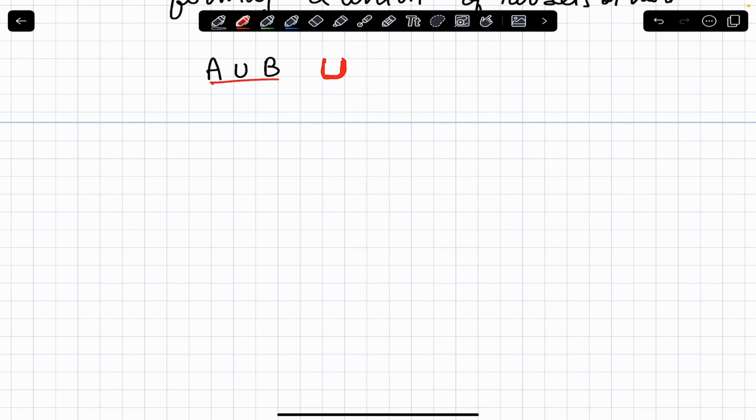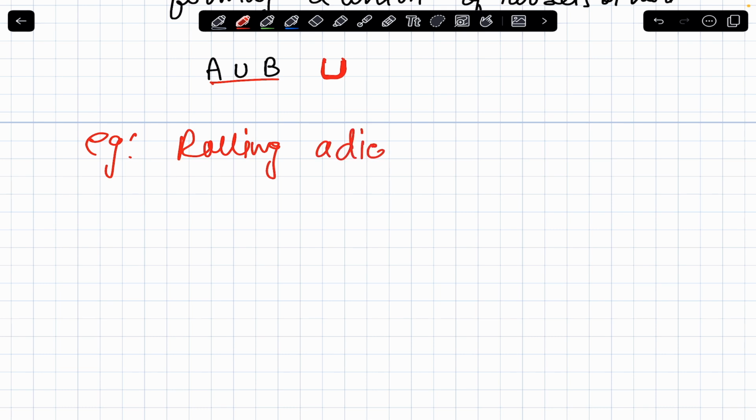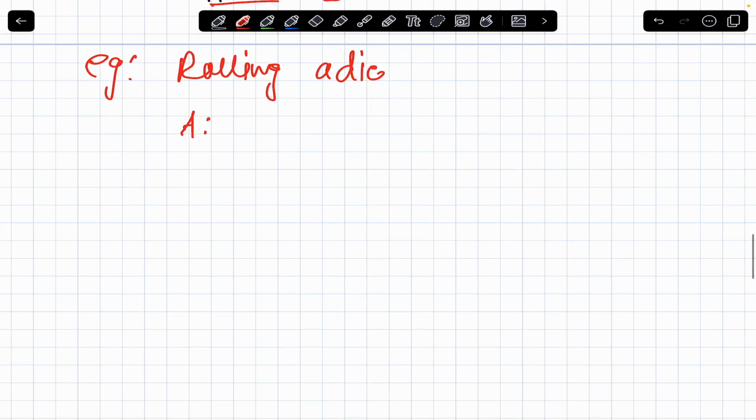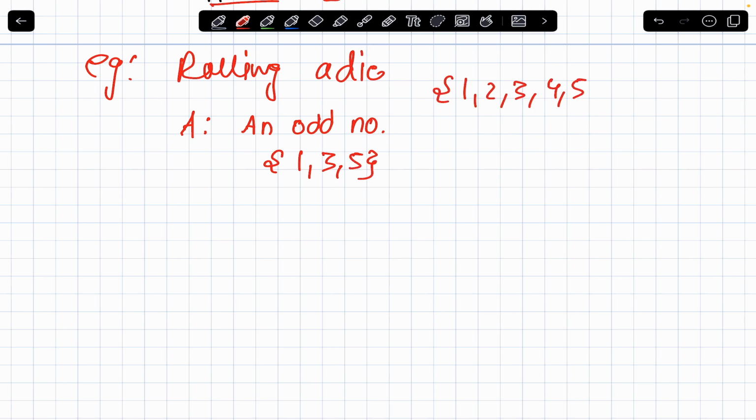Now let's take an example of rolling a die, our favorite. We have an event A which says the outcome will be an odd number. As you know, from the set 1 2 3 4 5 6, we have only three odd numbers: 1, 3, and 5. So we have assigned this to our first set, A.